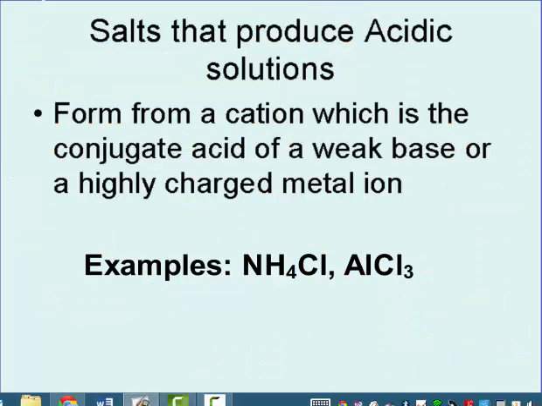So opposite of that, salts that produce acidic solutions are going to come from positive ions that were conjugates of weak bases. This one you probably wouldn't see that often, or a highly charged metal ion, like our aluminum chloride. So aluminum is a +3, and so that is a highly charged metal, so that does produce or makes a weak acid.